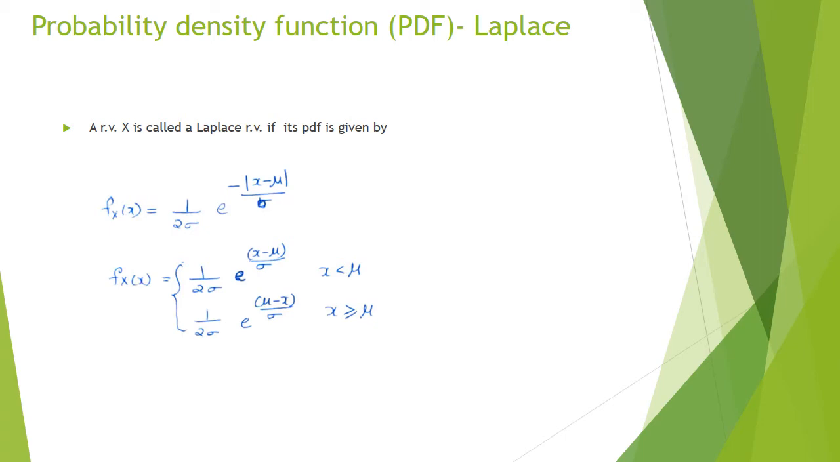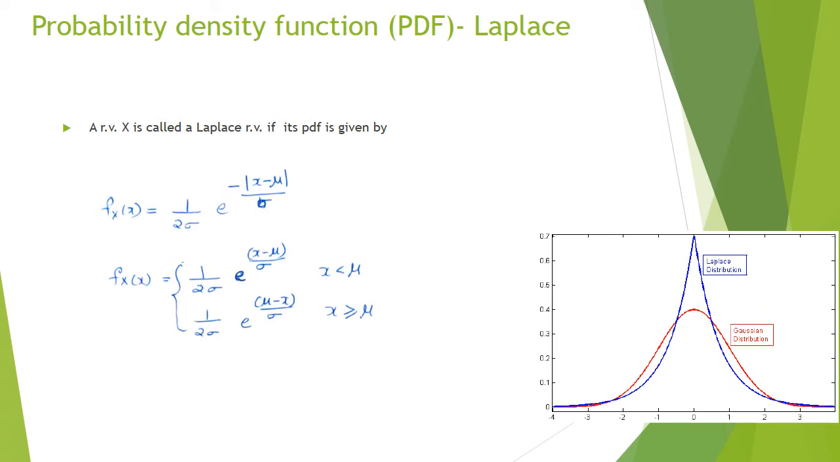So the function is defined from minus infinity to mu, and after mu to infinity. So the graph will be symmetric about mu. Now we will see what is the difference between this Laplace distribution and the Gaussian distribution. The Gaussian distribution curve is smooth around the mu, whereas the Laplace distribution has a steep decrease.